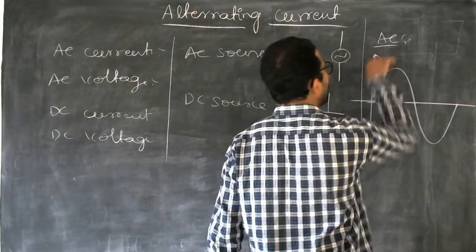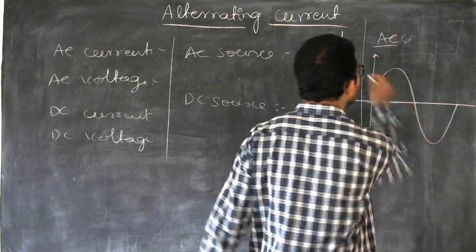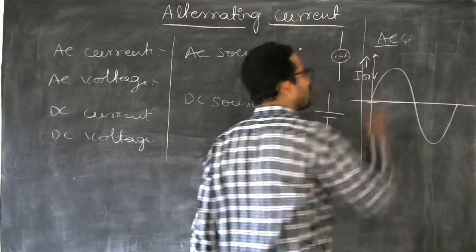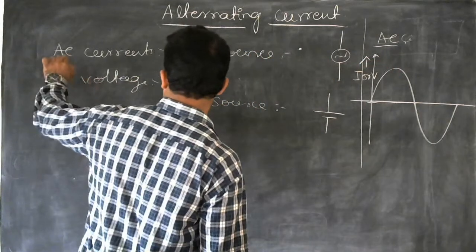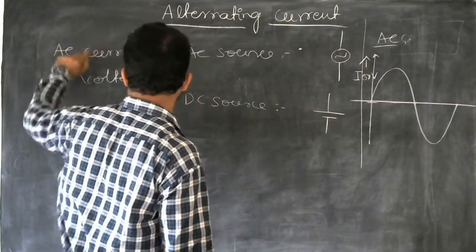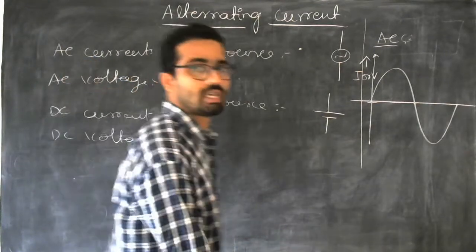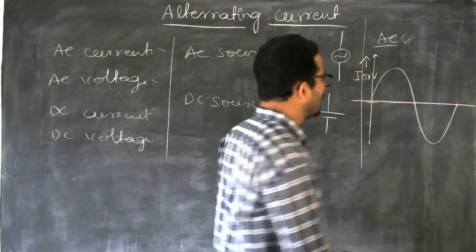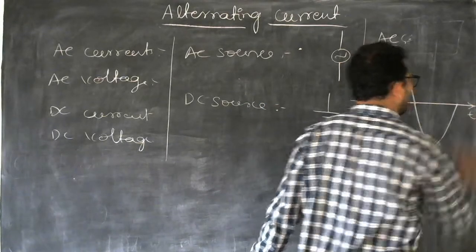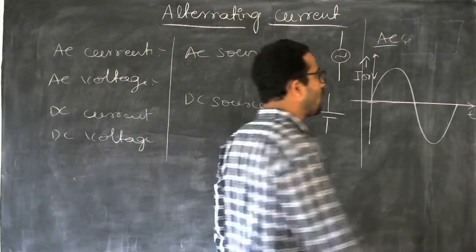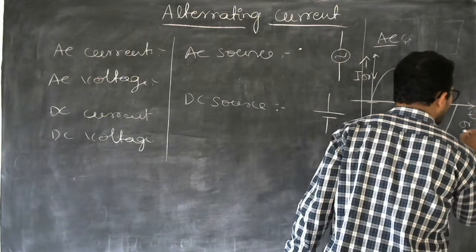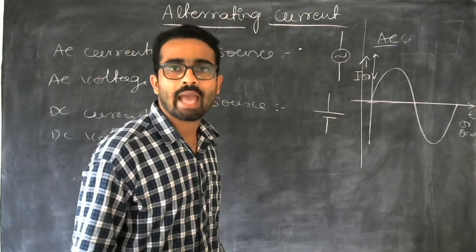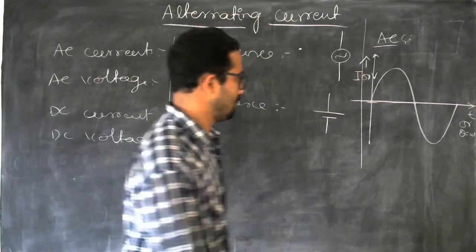Along the y-axis, which value can you take? Either you can take I or you can take V, because in AC two terms are used, AC current and AC voltage. That is why along this axis you can take I or V. Along the x-axis you can take time or angle also. Theta, which is equal to omega t, you can write. Angle also you can say.